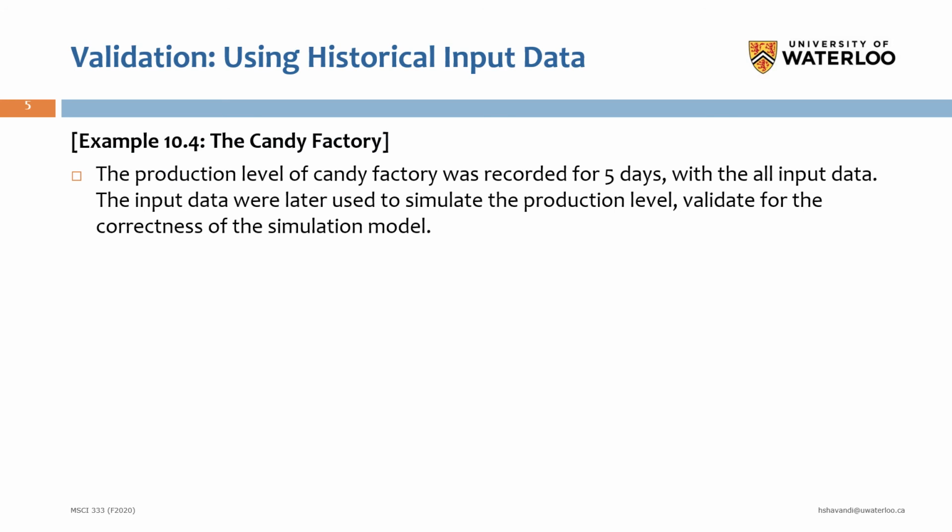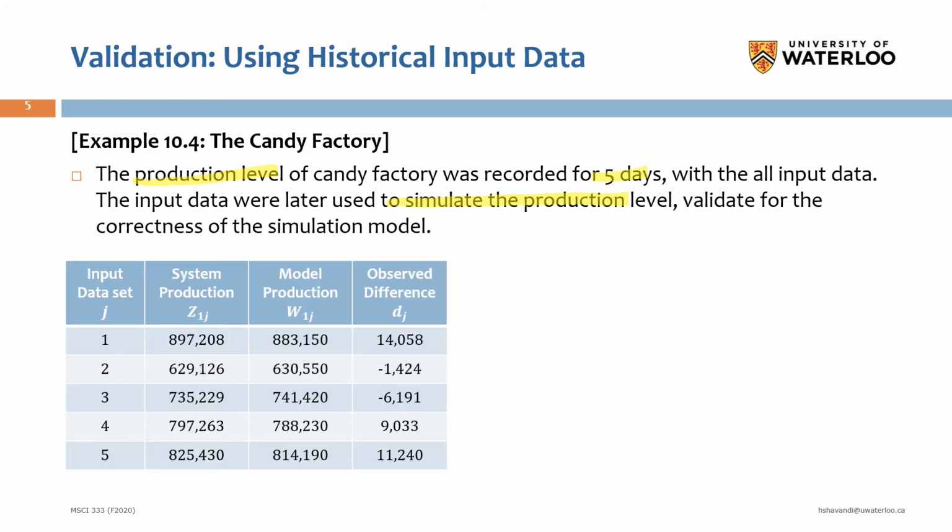Let's have an example here, the candy factory. The production level of the candy factory was recorded for 5 days. So we do have data for 5 days, and our performance measure is production level. The input data were later used to simulate the production level, and now we want to validate the simulation model against the real system.